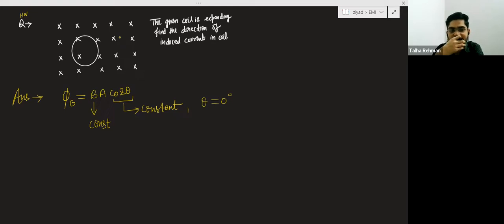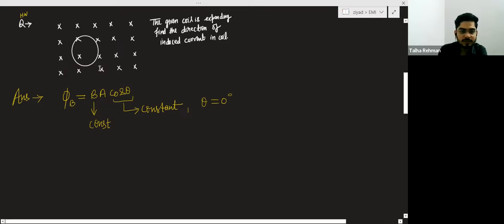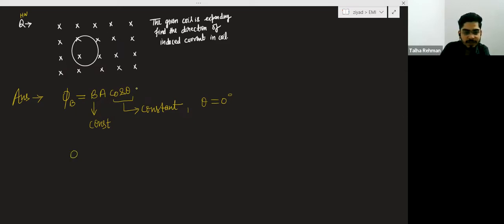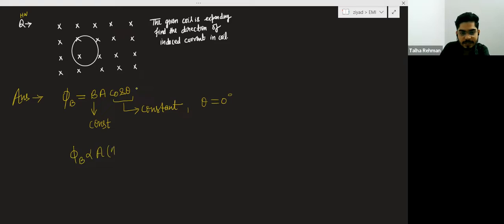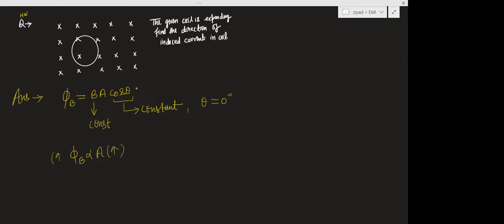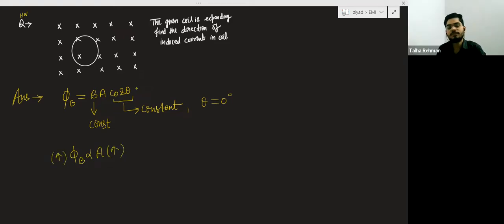If we consider the screen as the xy plane, then the magnetic field is along the z axis and the area vector is also along the z axis, meaning both are in the same direction. So the angle is 0. Now B is constant, and cos 0 is 1. So the magnetic flux will be directly proportional to the area. Is the area increasing or decreasing? The area is increasing. It means the magnetic flux will also increase, because magnetic flux is directly proportional to the area.